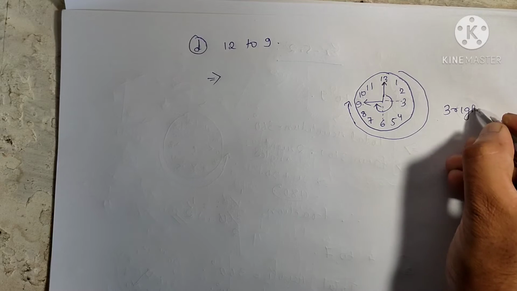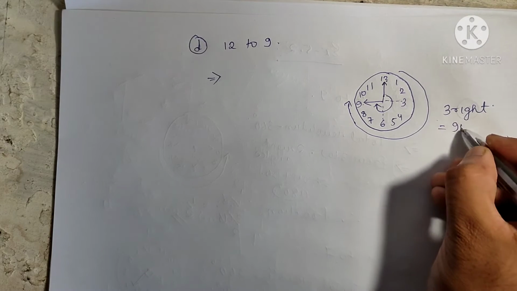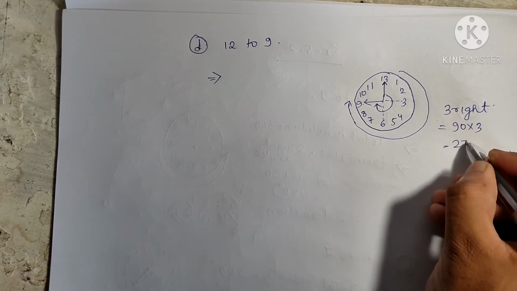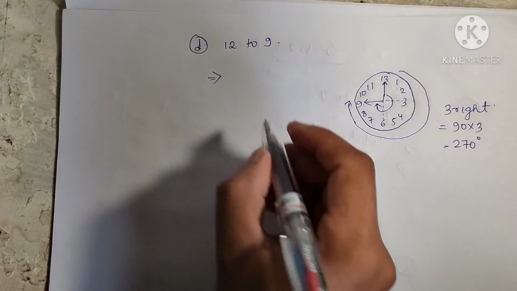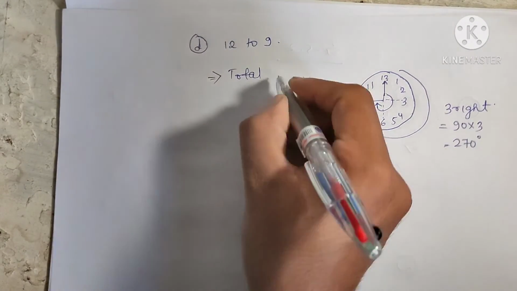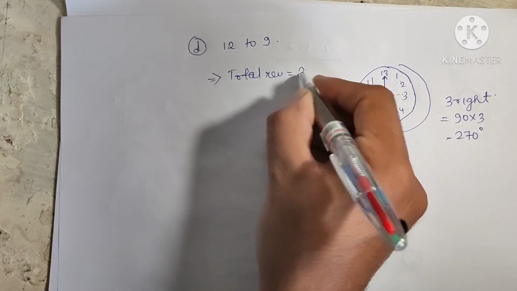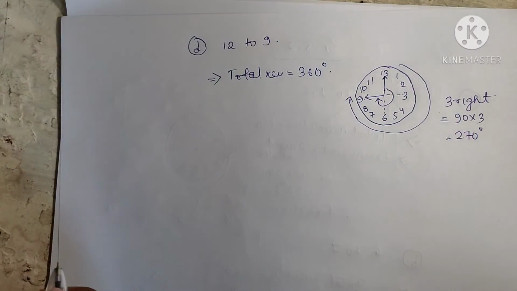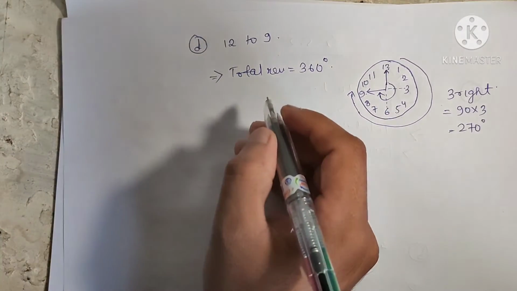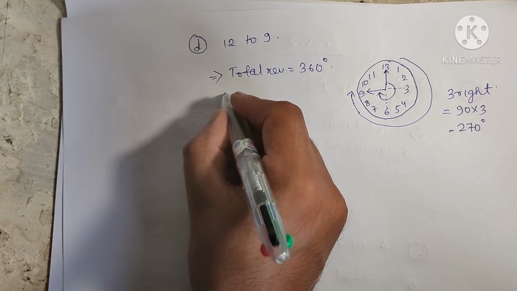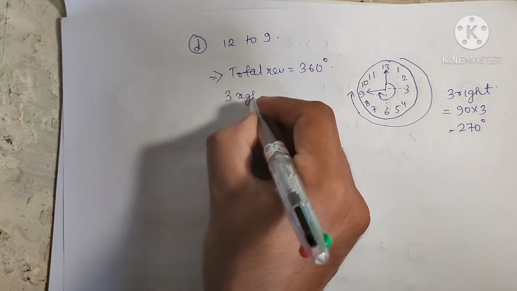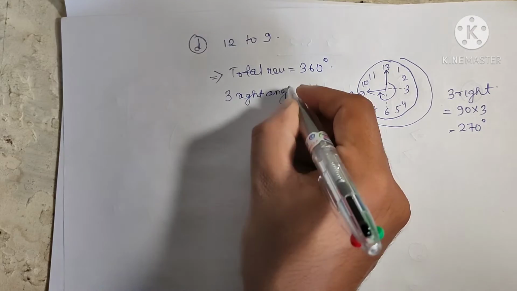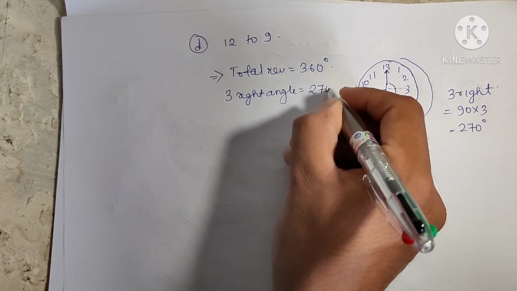3 right angle triangle means 90 into 3, that means 270 degree. And our total revolution we already know. Total revolution is 360 degree. Always total revolution is 360 degree. And for our fraction, how do you know? We will write 3 right angle equal to 270. We have found out 270.